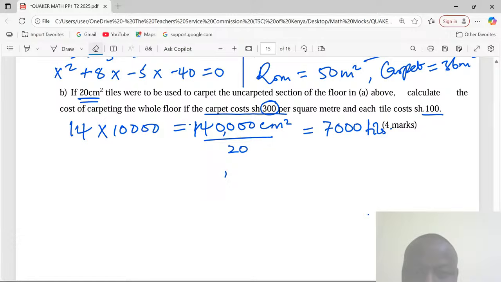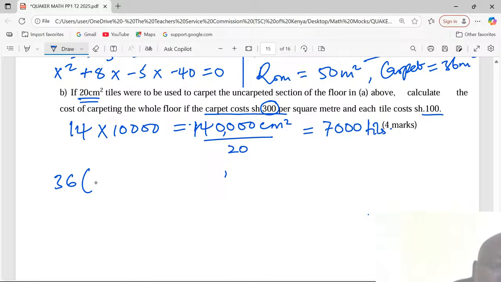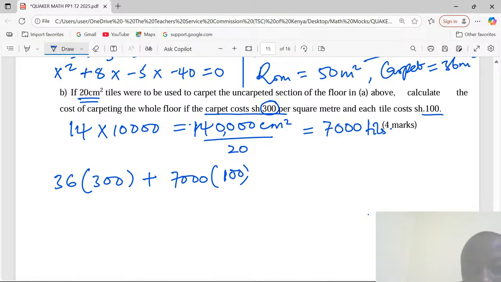But as you can see, we are told that the carpet costs 300 per square meter, and one tile costs 100. So the tiles are 7,000, each 100. On the other side, we are told that the carpet costs 300 per square meter. How many square meters have been carpeted? 36 square meters were carpeted. Then 7,000 tiles, each costing 100, were also needed.